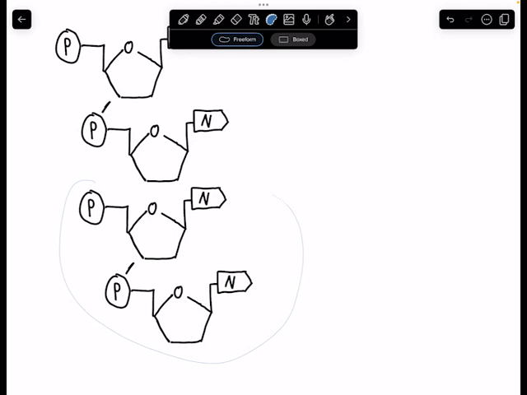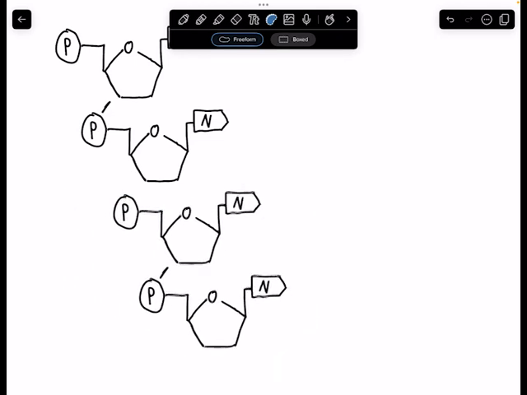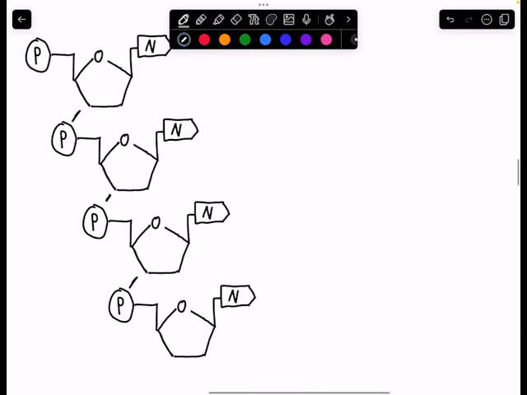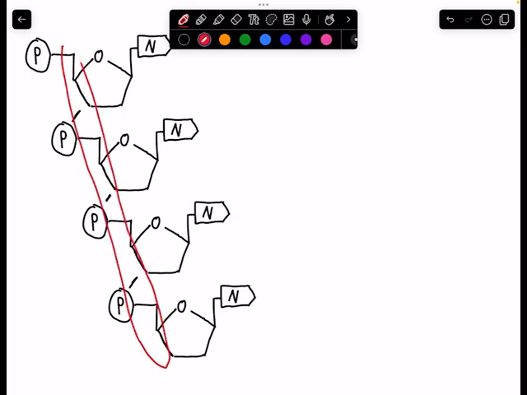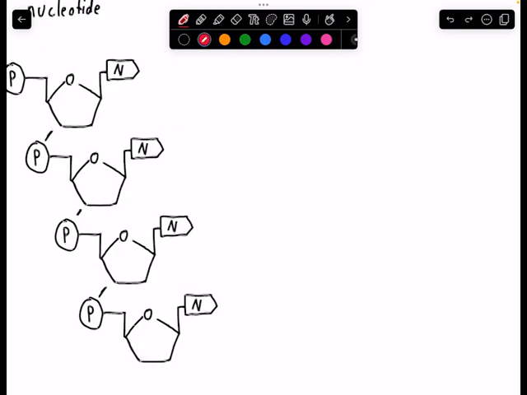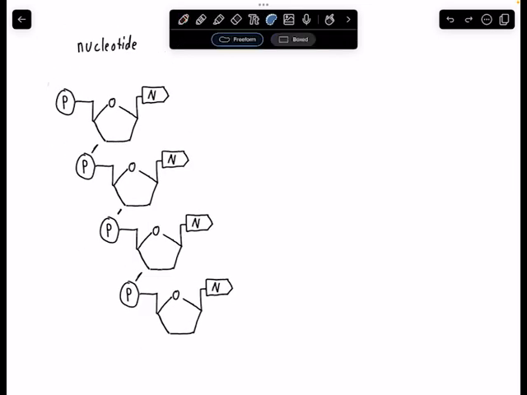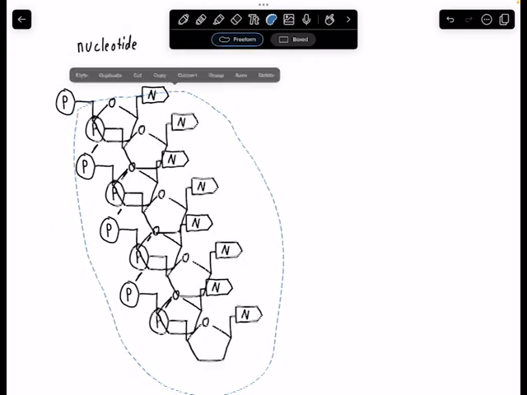So let me actually move this so it's a bit easier to see. This is what makes a nucleic acid. So this is one strand, and this right here is the backbone of the DNA. And the way this all comes together is you take two of these strands for DNA. This is for DNA, and we'll talk about DNA versus RNA in a second.